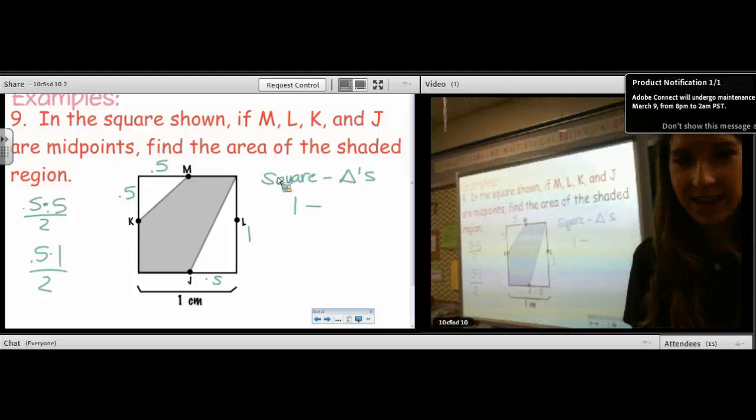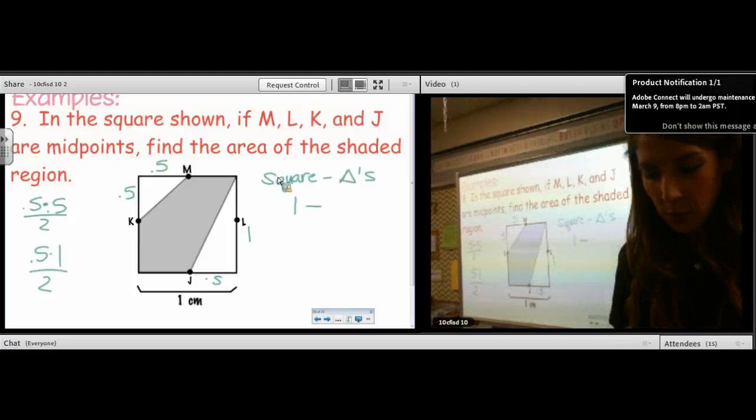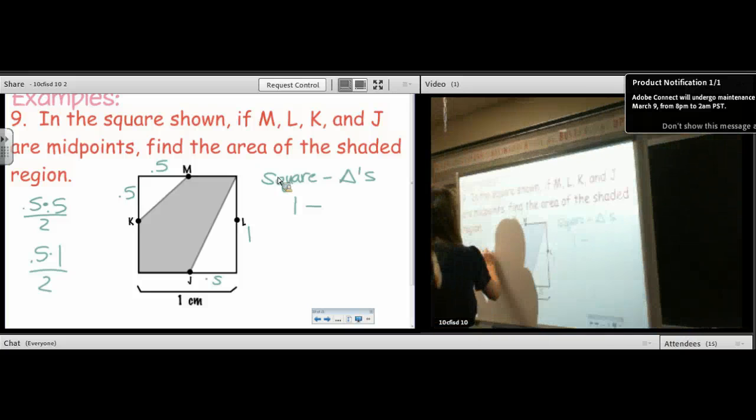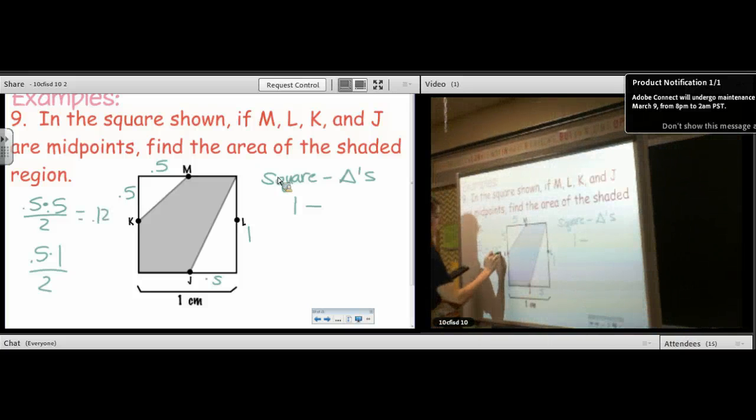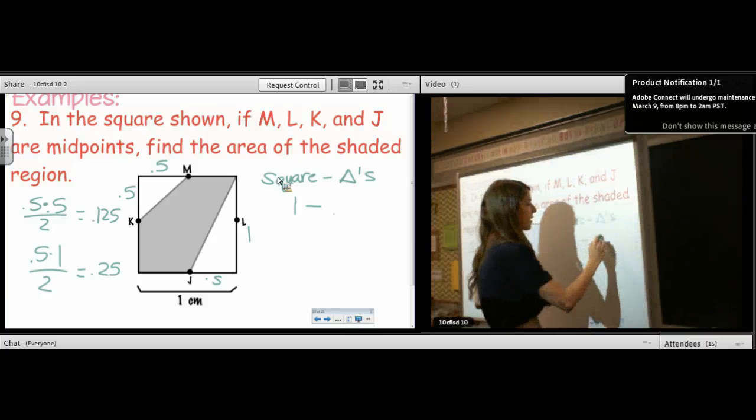Y'all already have the answer. So 0.5 times 0.5 divided by 2. That is 0.125. And 0.5 times 1 divided by 2 is obviously 1/4. So 0.25 plus 0.125, 0.375.